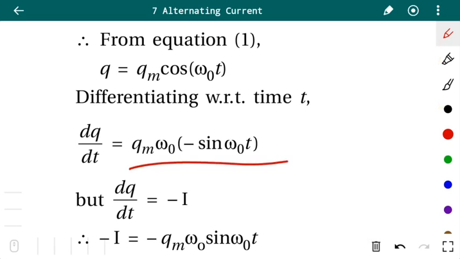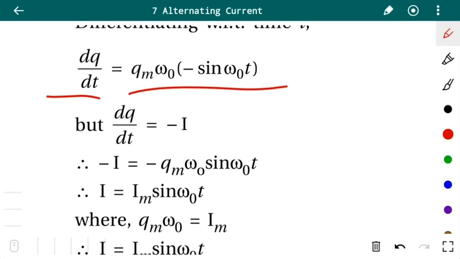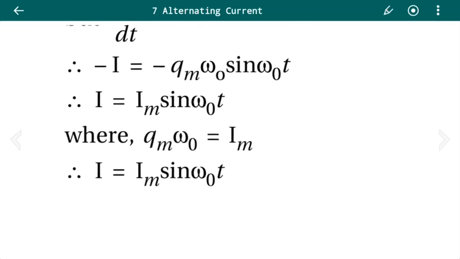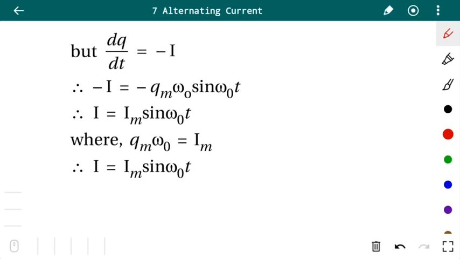But dq by dt equals to minus I. So the left hand side becomes minus I, and on the right hand side we have minus Qm omega 0 sin omega 0 t. Minus minus gets cancelled. We have I equals to Qm omega 0 sin omega 0 t. Now taking this Qm omega 0 as Im, we get I equals to Im sin omega 0 t. Here we have taken Im equals to Qm omega 0. Thus, the equation of the current for the circuit is I equals to Im sin omega 0 t.